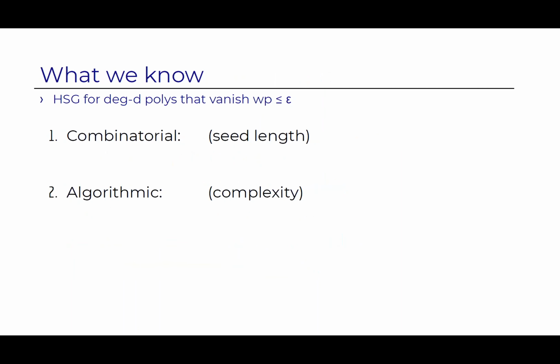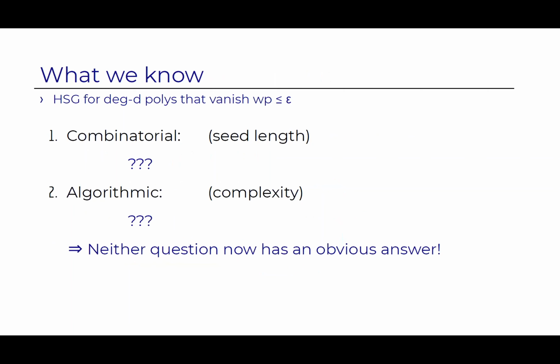So what do we know? In the general case, we knew which answer to expect combinatorially, and we tried to get it explicitly. Here we don't know anything. Neither of the two questions now has an obvious answer, which is interesting. I mean, the first step is that you get the non-explicit answer very easily, then you move on and try to get it explicitly by a construction. But no, we don't even know what the combinatorial answer is.